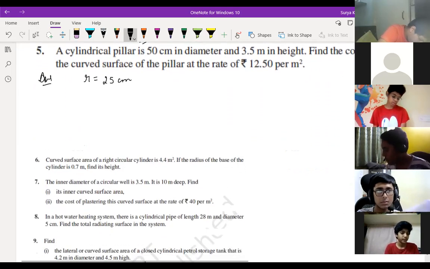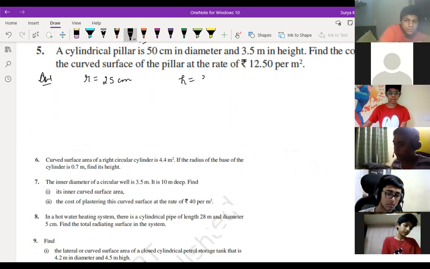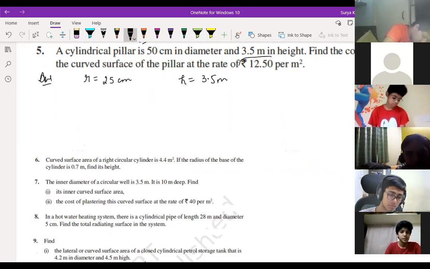So radius is 25 centimeters. And here see, children, height is given as 3.5 meters. Okay. Sir, we need to convert the centimeters to meters. Yeah, before only if you convert, that is better, because here they have given the rate in meter square only, right? If you convert to meters, that will become easier to calculate. So how to convert 25 to meters? 25 divided by 100, right? So we'll get 0.25 meters, right, children?